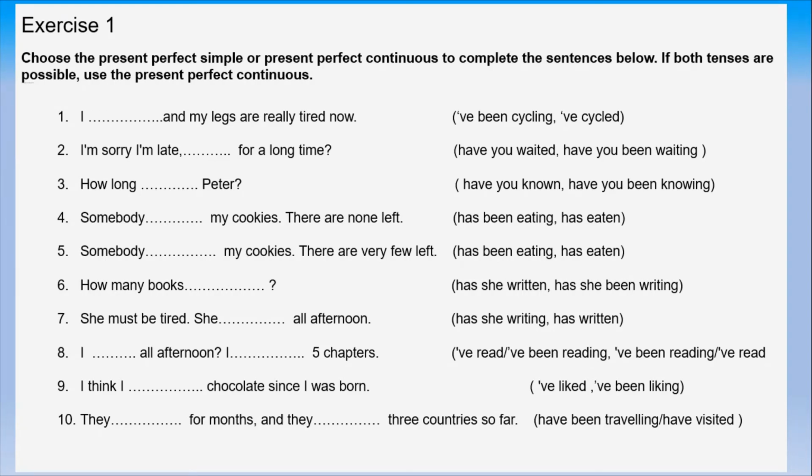Number 8. I dash all afternoon, all... So continuous duration. And I dash 5 chapters. So the correct answer: I have been reading all afternoon. I have read 5 chapters. This is completion. I have read and finished. Completion of the action, thus present perfect.